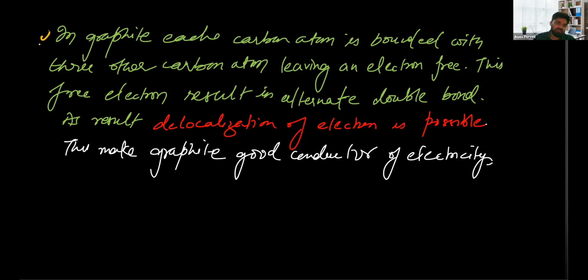Please note it down. This is a statement I have written here. In graphite, each carbon atom is bonded with 3 other carbon atoms, leaving an electron free. These free electrons result in alternate double bonds. As a result, delocalization of electrons is possible. This makes graphite a good conductor of electricity. Note it down.